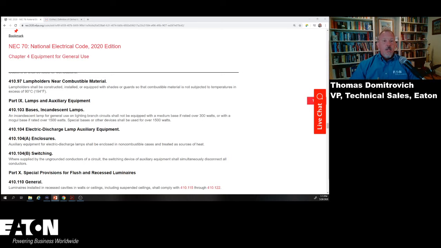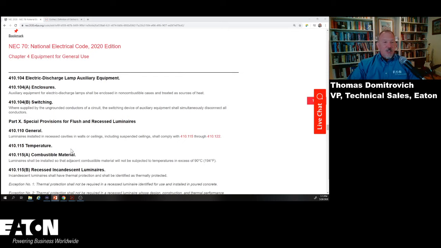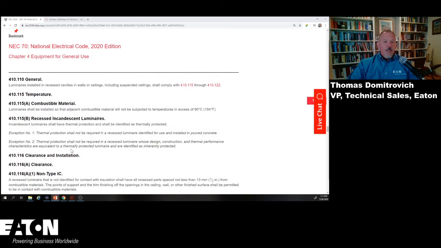410.115, temperature: luminaires shall be installed so that adjacent combustible materials will not be subject to temperature. So 194 degrees seems to be the number that we're looking for. So that's combustible material. Recessed incandescent luminaires have thermal protection and shall be identified as thermally protected.